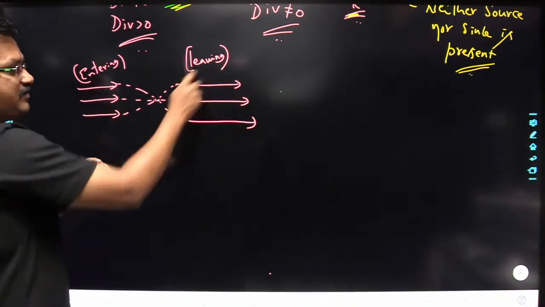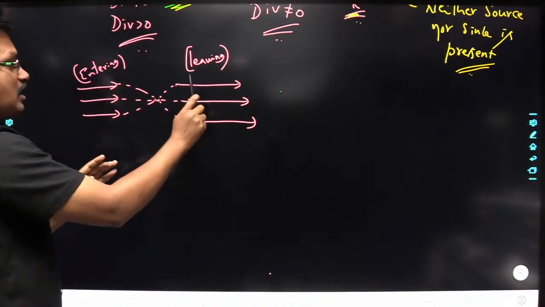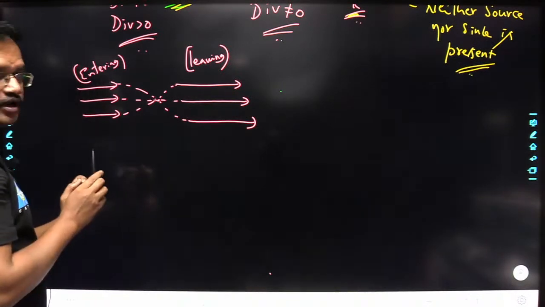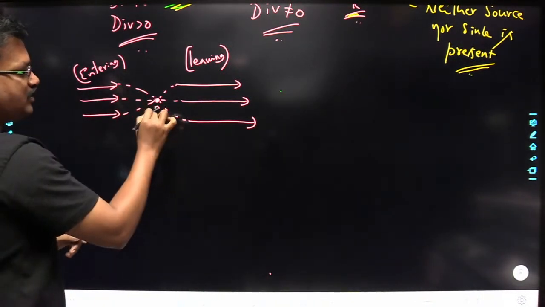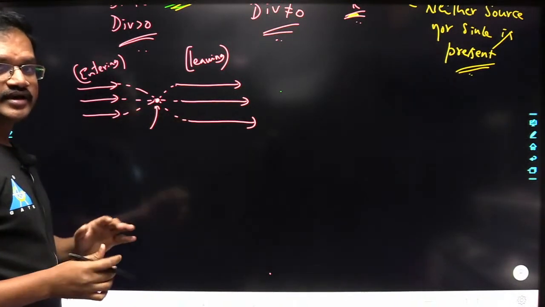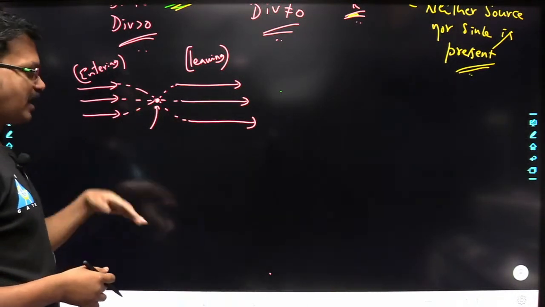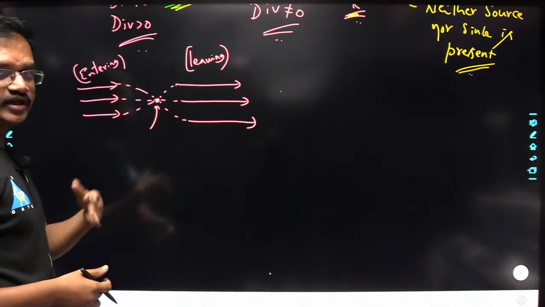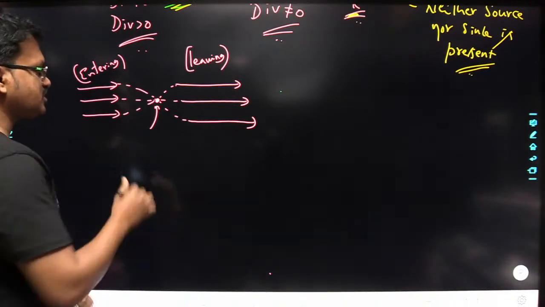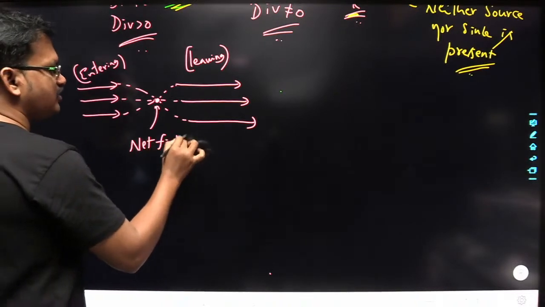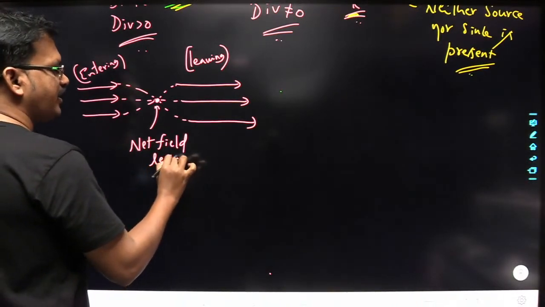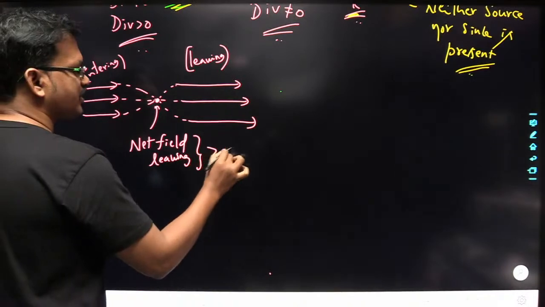So that means the leaving field here is greater when compared to what? Entering field. So what is the net field that is leaving from this point? The net field that is leaving from this point is greater than 0. Yes or no? I have explained clearly each and everything in the previous session itself, so just I am revising here. So here the net field leaving is greater than 0.